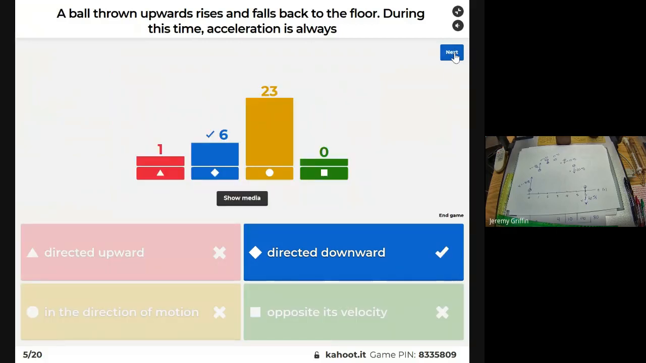Ooh, guys, which way does gravity pull? Down. Okay, so 60 knew it, but now everybody knows it, right? Everybody knows gravity pulls down. So gravity always pulls you in that direction, right?